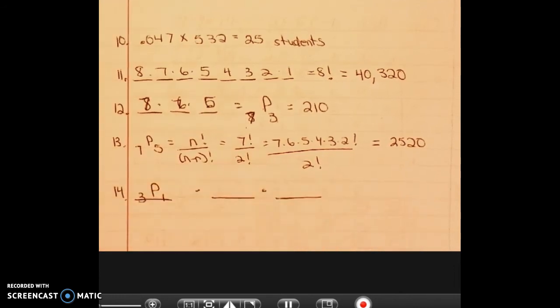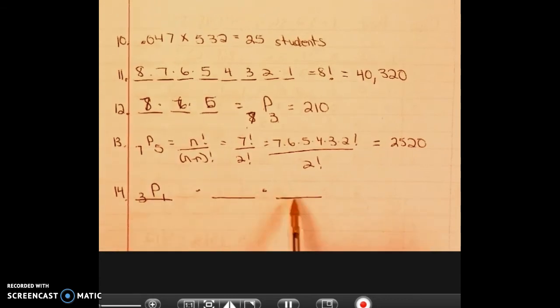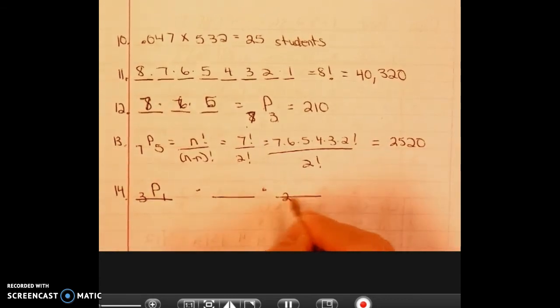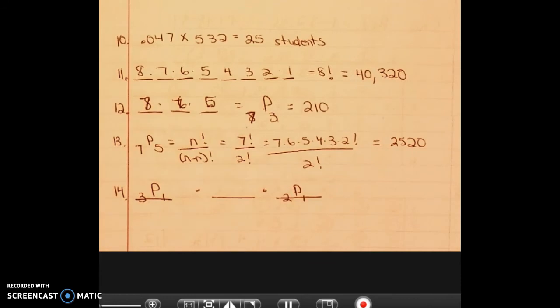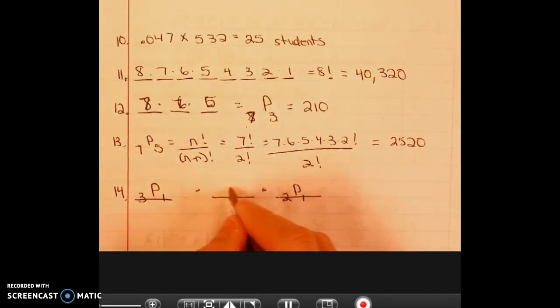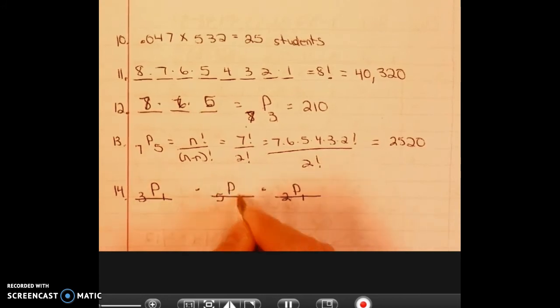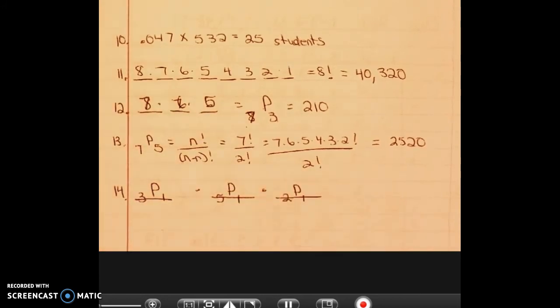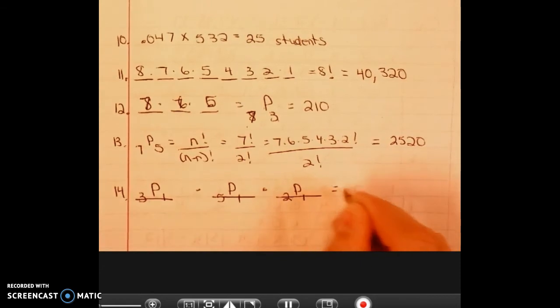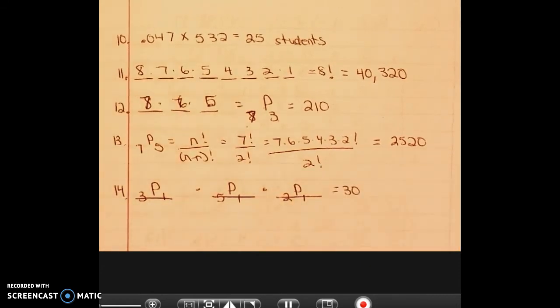I'm picking one here. Once that one is placed, when I go to end it, I only have 2 vowels to pick from. And again, I'm placing 1. And then I've got 5 letters to pick from for the middle location there. And I can plug that all in my calculator, and we end up with 30.